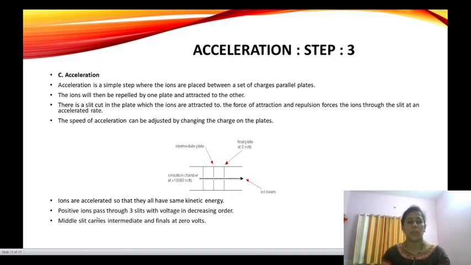Now positive ions pass through three slits with voltage in decreasing order. However, the middle slit carries an intermediate voltage and finally the last is at 0 volt.